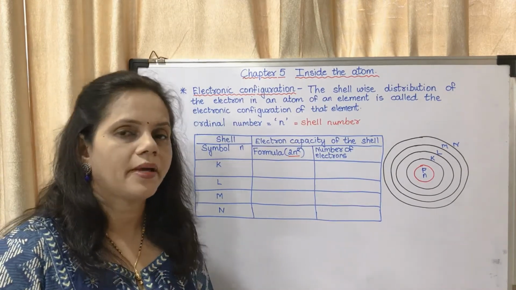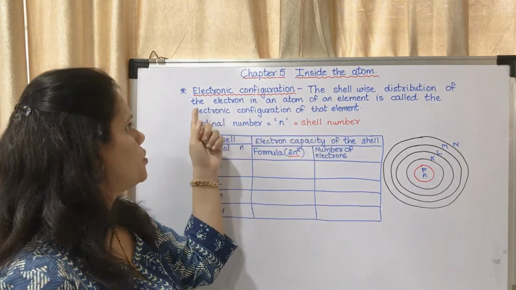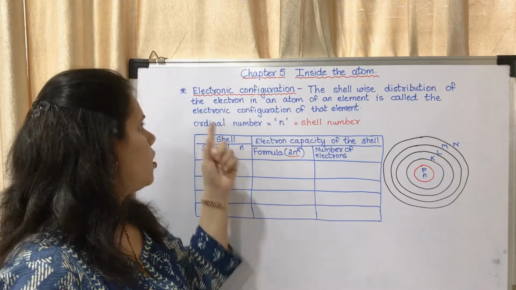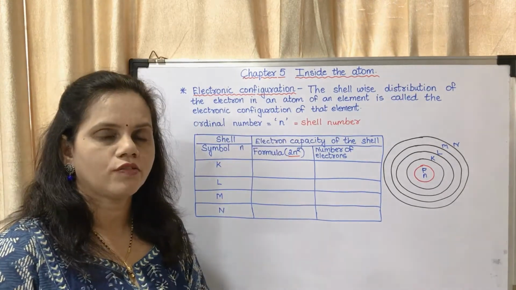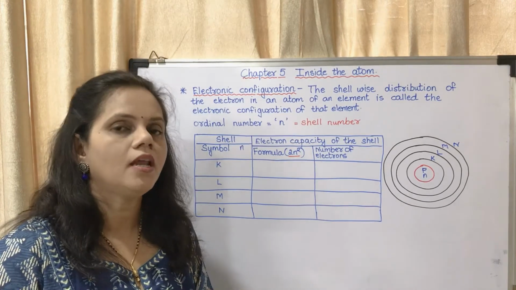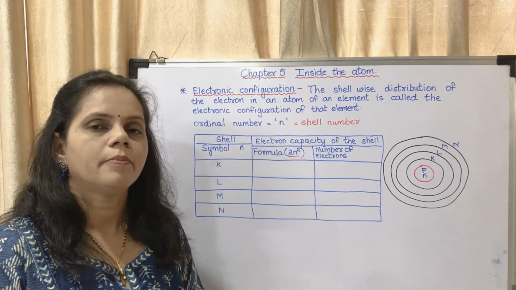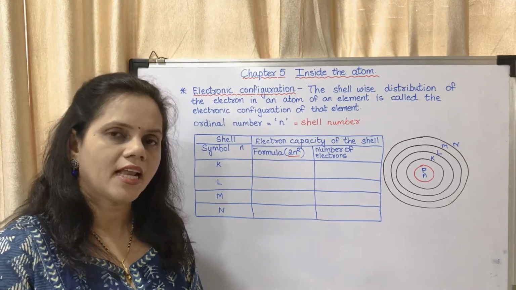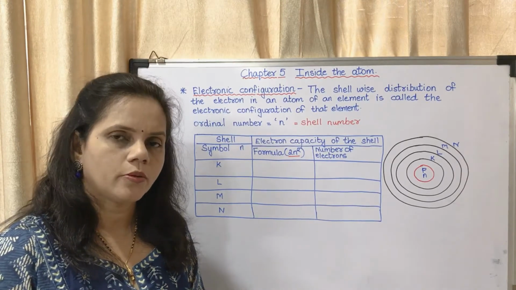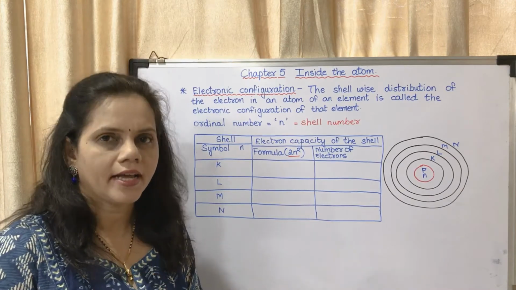Okay, now based on this the electronic configuration is studied. Now what do you mean by electronic configuration? It is the shell wise distribution of the electrons in an atom of an element. Okay, I will show you with the help of an example how the electronic configuration of an element is written. Before that, we will first calculate the maximum number of electrons which can be accommodated in K shell, L shell, M shell and N shell.